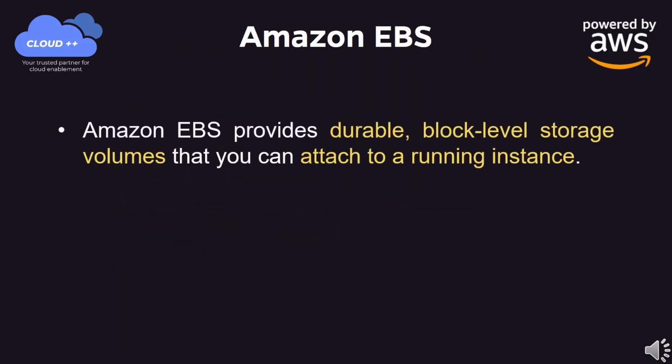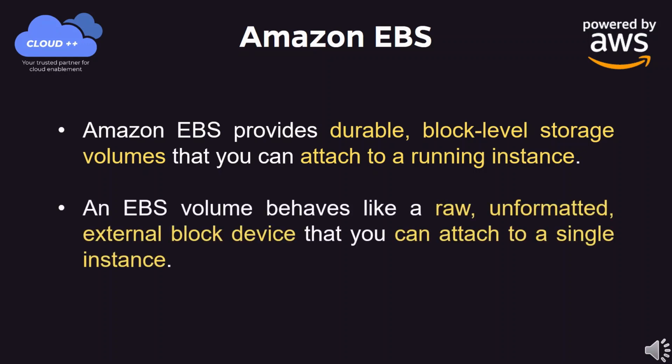Amazon EBS provides durable, block-level storage volumes that you can attach to a running instance. This volume behaves like a raw, unformatted, external block device that you can attach to a single instance.